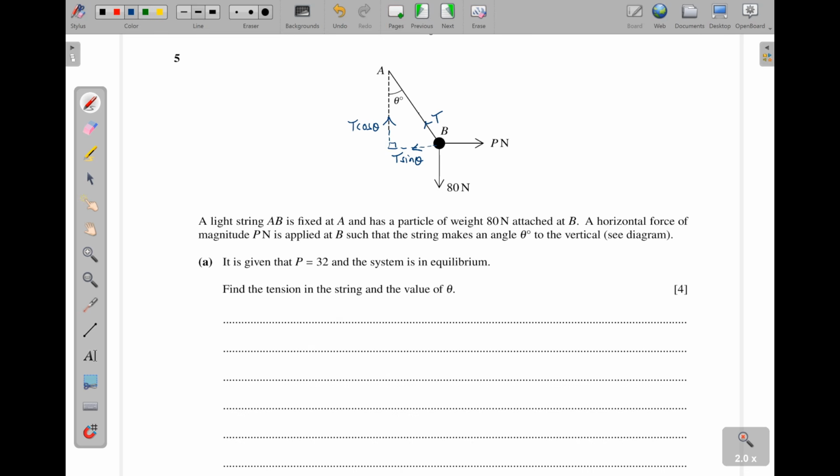Okay, now since the system is in equilibrium, that means the horizontal forces are equal and also the vertical forces are equal. So horizontally, we are going to have T sine of theta, which is equivalent to 32. And then for vertical forces, we are going to have T cos of theta equal to the 80, which is going down. This is maybe equation 1 and this one is equation 2.